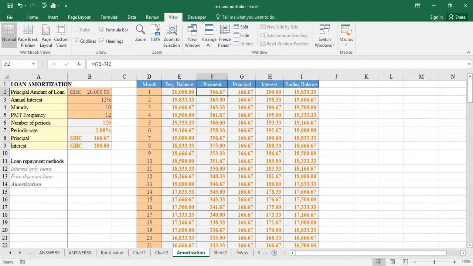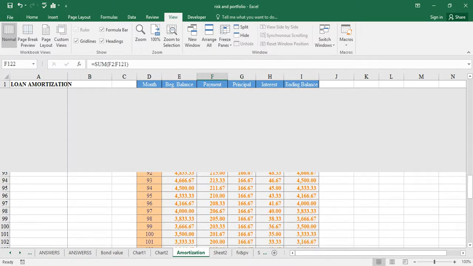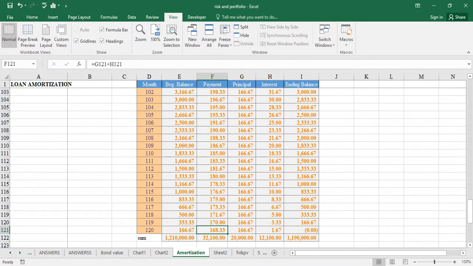All right, so let's look at the payment in this case. We said the payment for the first one we did, the payment was fixed. We use the annuity function to estimate it, or we use the PMT function in Excel. All right, so in this case, you can tell that the payment is reducing over time from 366, 365, then 336, then the last one is 168.33. The payment is reducing. Now let's look at the principal payment.